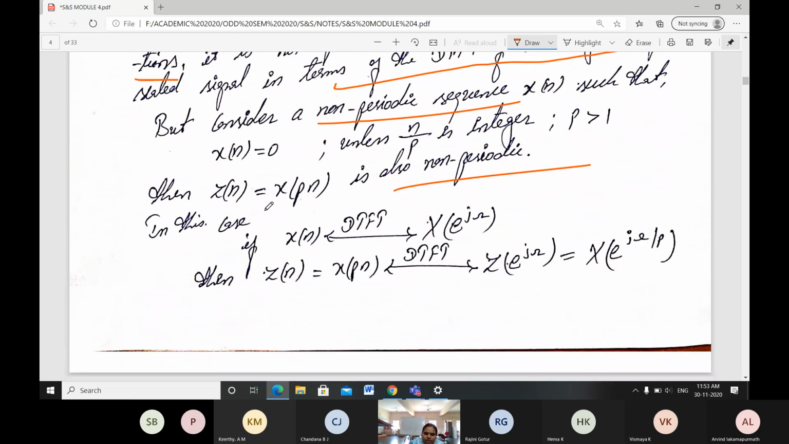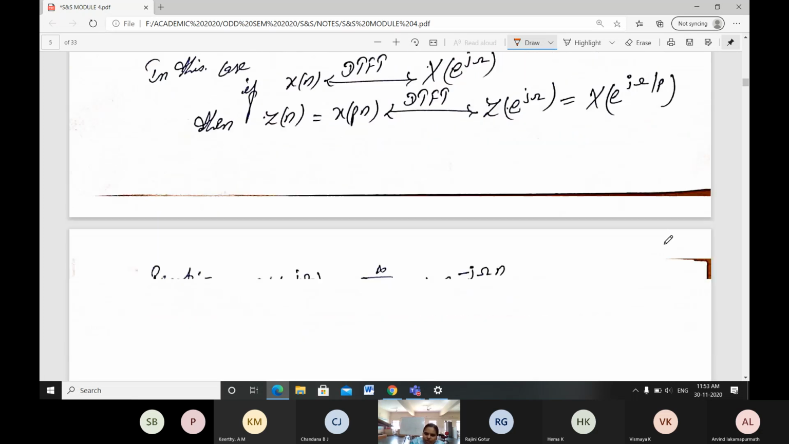Then, in this case, based on this condition, what I can write: if the DTFT of x of n is X of e raised to j omega, then for z of n equal to x of pn, the DTFT is Z of e raised to j omega, which is equal to X of e raised to j omega divided by p.